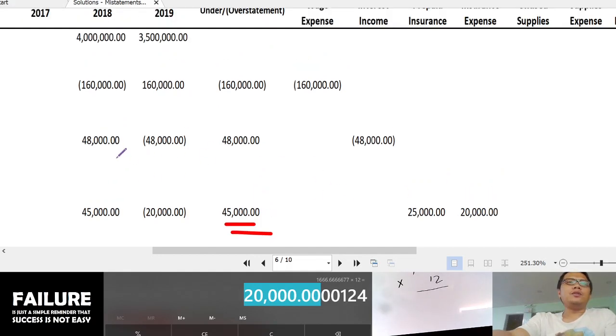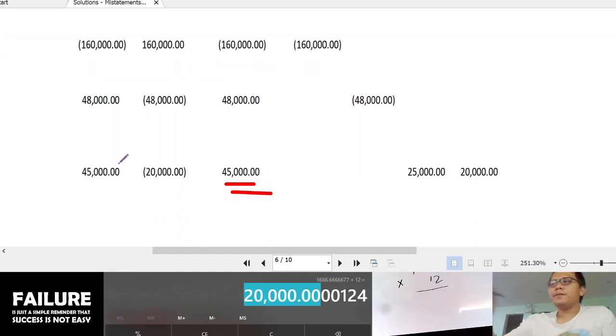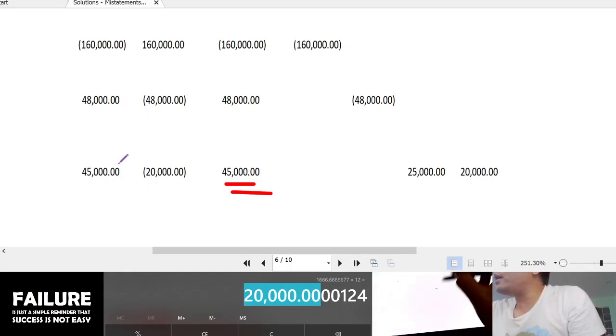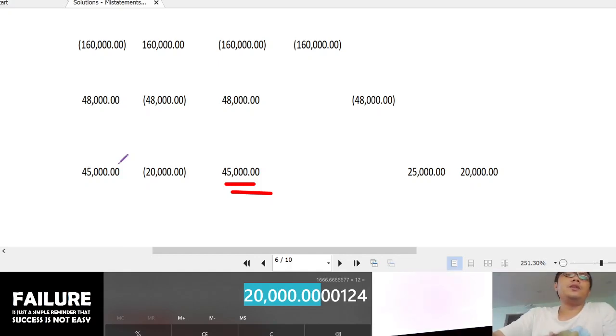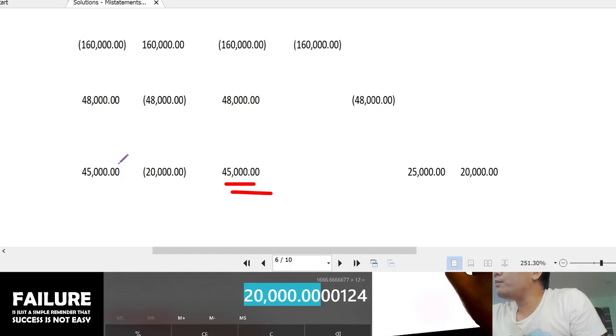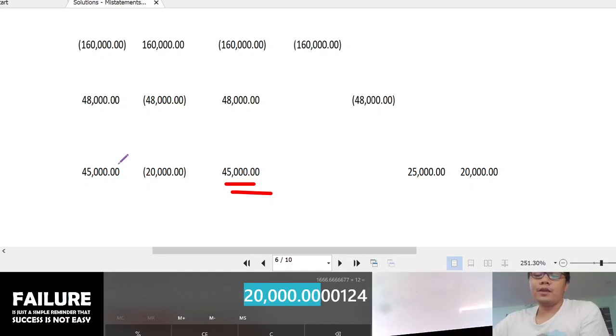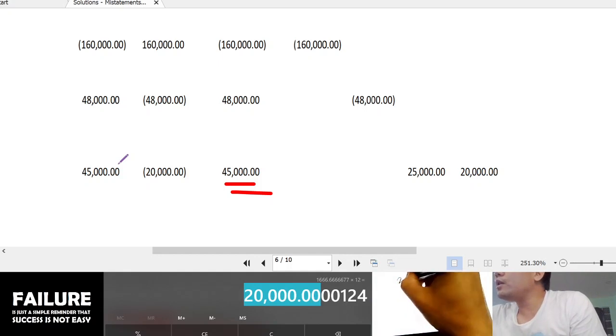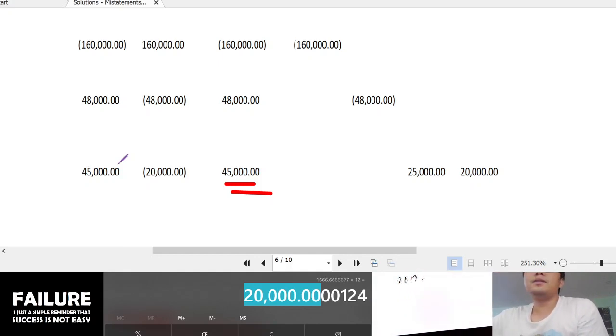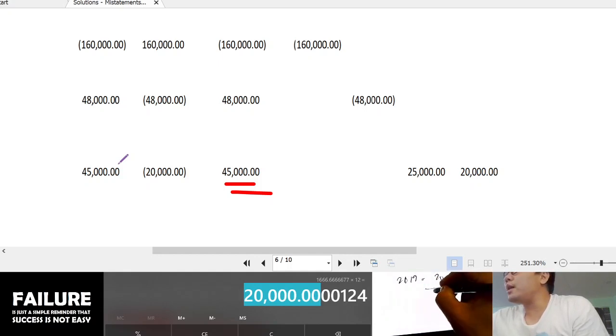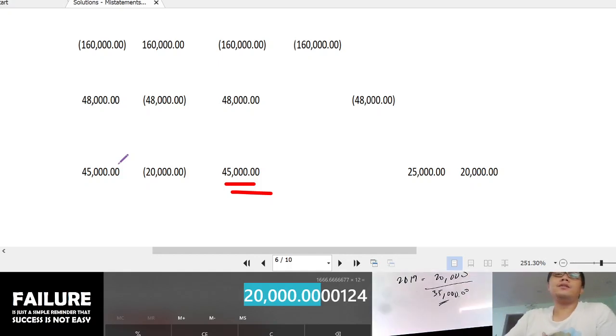Ang expense natin dito for this particular insurance is that meron na tayong na-expense in 2018. Magkano yung expense natin in 2018? That was 15,000. Diba? That was 15,000. In 2019, meron na tayong na-expense na 20,000. So overall, ang total expense portion na ng prepaid expense is that 35,000. Diba? 35,000.